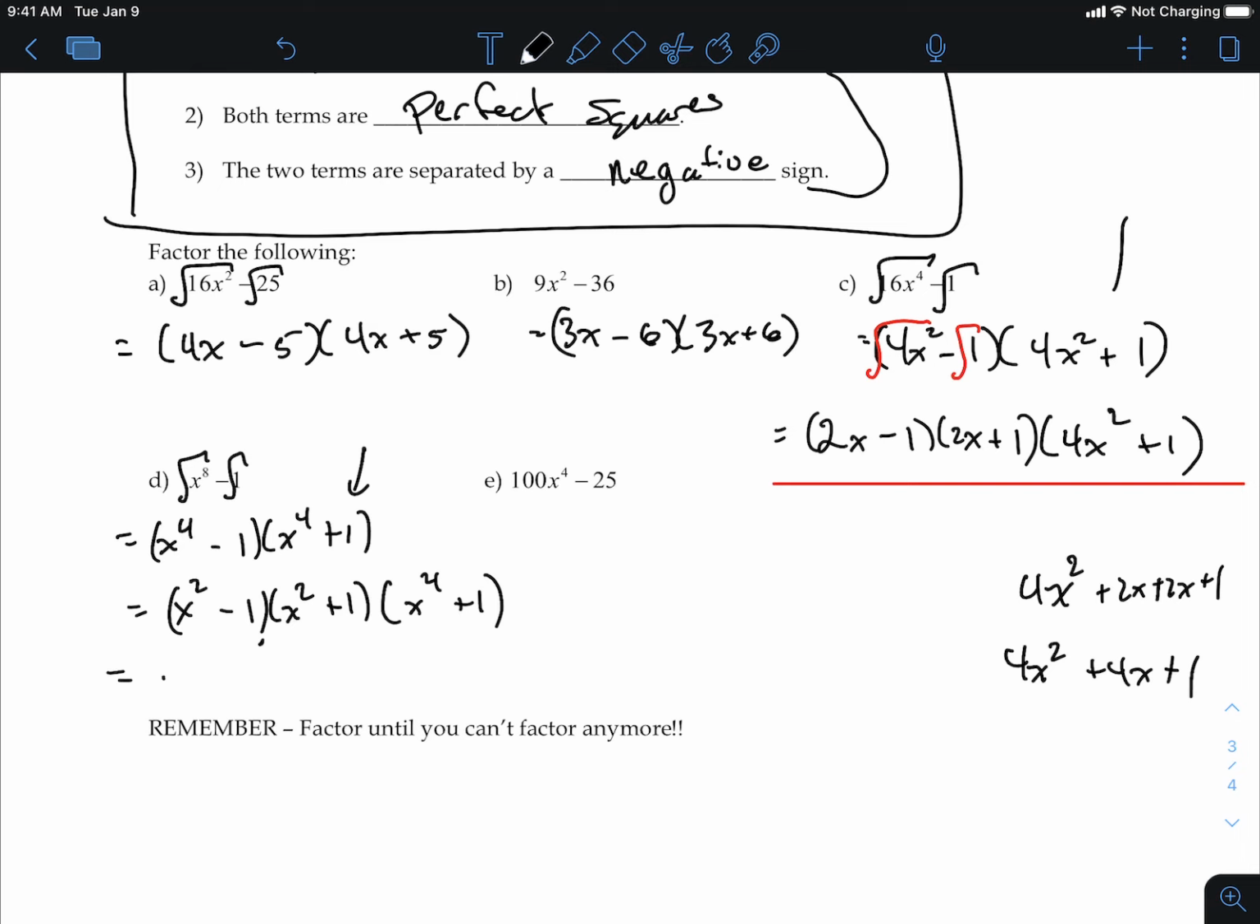So that turns into x minus 1 times x plus 1, and then you write the stuff that's carried down. Now we're done.